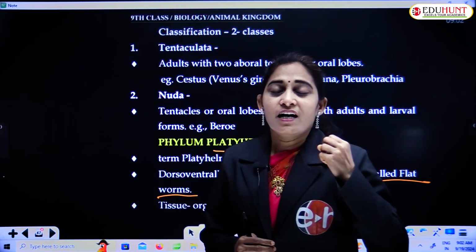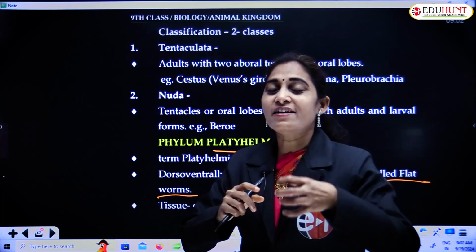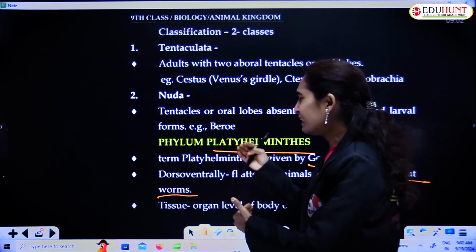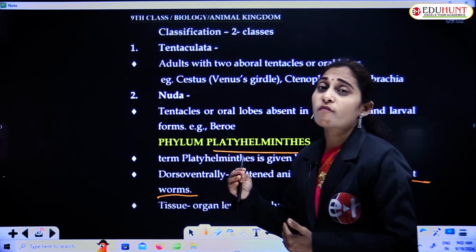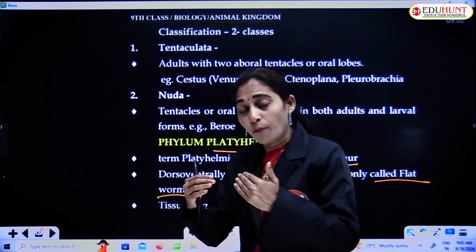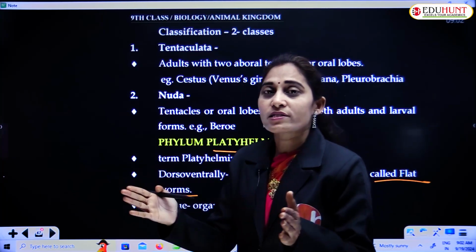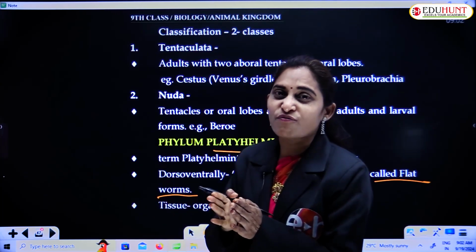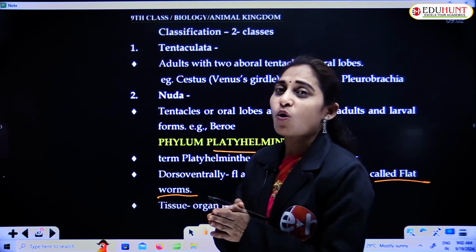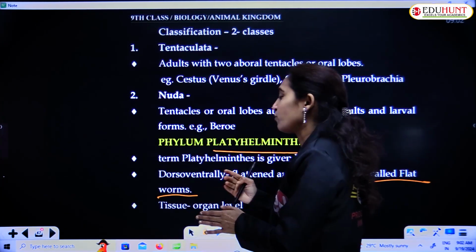Till Cnidaria, we have seen some sort of cylindrical structures, but in this group of animals, the body wall and body form are dorsiventrally compressed, it is flattened. That's why the animals of this phylum are commonly known as flatworms.